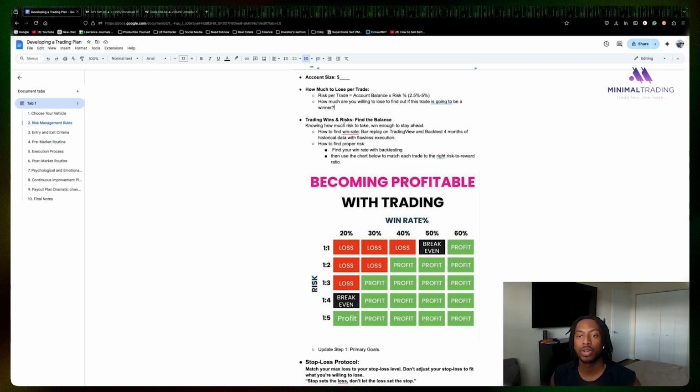So you find your win rate by going on bar replay on TradingView, backtest 4 months at least, or go as far as you can, and you have to do flawless execution so you can get a proper win rate.